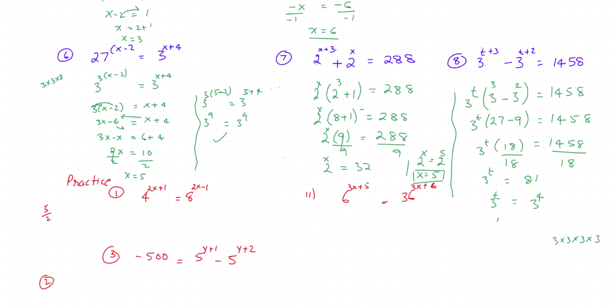You can check this answer. t is 4. So you can write here 3 to the power 4. So 3 to the power 4 is 81. Here also we have 81. So it is correct. Okay, next. You have some questions here.